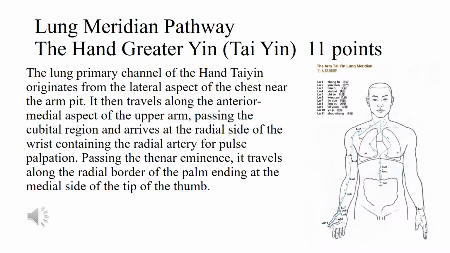Passing the thenar eminence, it goes along its radial border, ending at the medial side of the tip of the thumb. The branch proximal to the wrist emerges from lung 7 and runs directly to the radial side of the tip of the index finger, where it links with the large intestine meridian of Han Yangming.